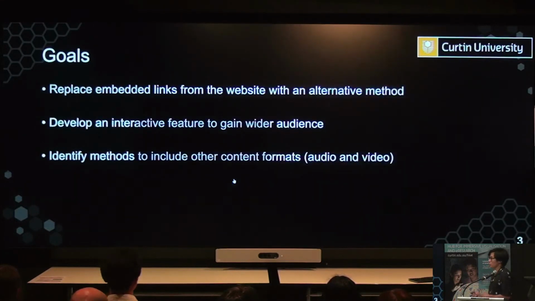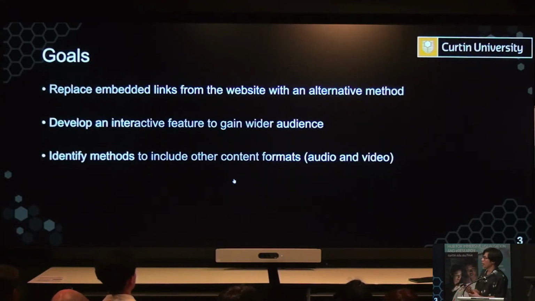There were 3 primary goals for the project. We wanted to replace any external links from the website with an alternative method that would still continue to provide access to the content and does not hinder the original functionality of OldPerth. We wanted to create an automatic interactive feature that would capture users' attention, such as automatically displaying a randomized image from different locations. And finally, we wanted to identify ways to include other file formats such as audio and video files.